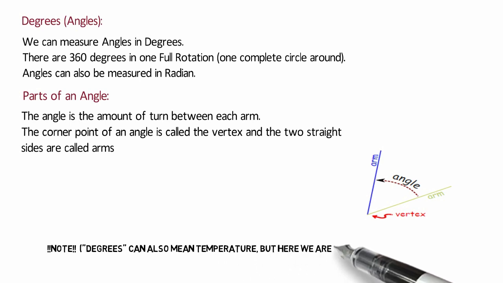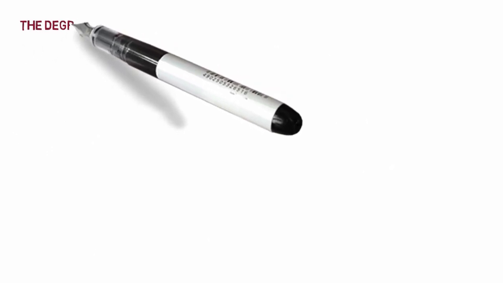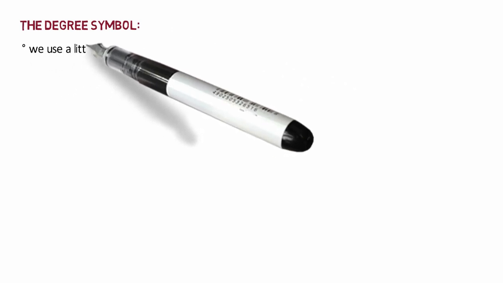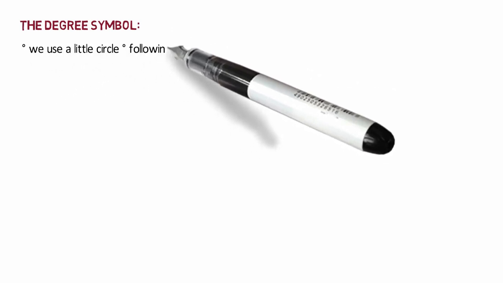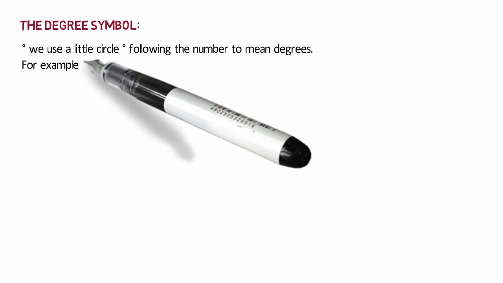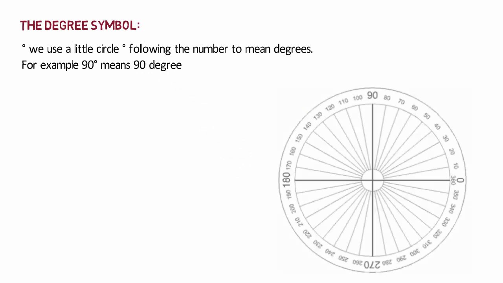Degrees can also mean temperature, but here we are talking about angles. The degree symbol. We use a little circle following the number to mean degrees. For example, this means 90 degrees.